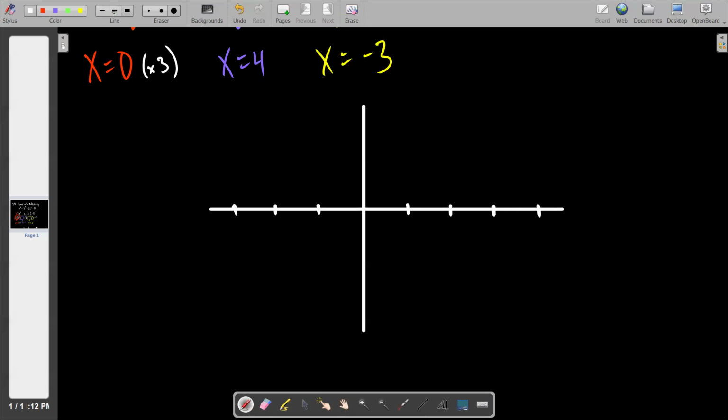And then as I always do, I'm going to make my marks. I'm going to make a splotch at 0. I'm going to make a splotch at 4. And I'm going to make a splotch at negative 3.